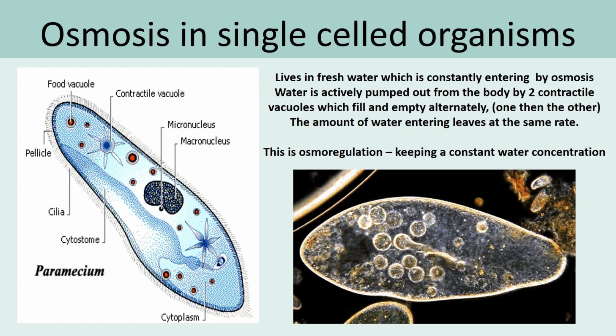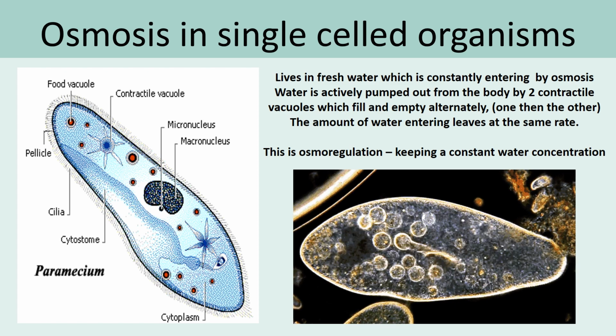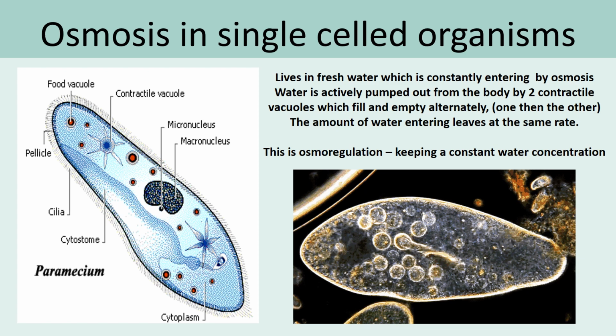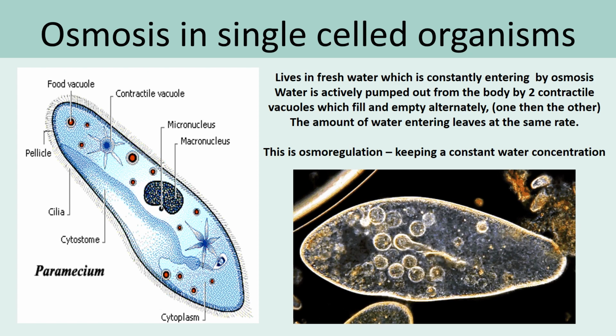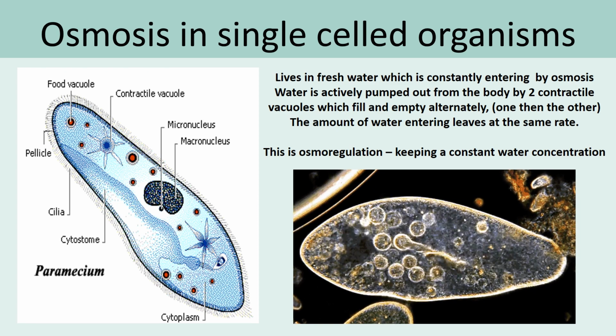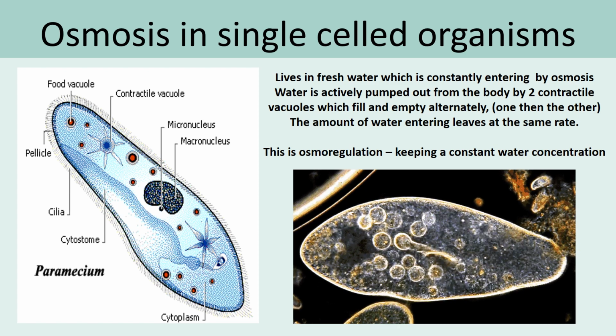And because it's in fresh water, there's a very high water concentration in that fresh water. There's not, say, lots of salt as there would be in the sea. So water is constantly moving into this paramecium cell because it's going from that high concentration on the outside to the lower concentration on the inside. The paramecium has not got a cell wall, so it's only got the cell membrane. So it needs to make sure that it's getting rid of all that excess water so that it doesn't burst.